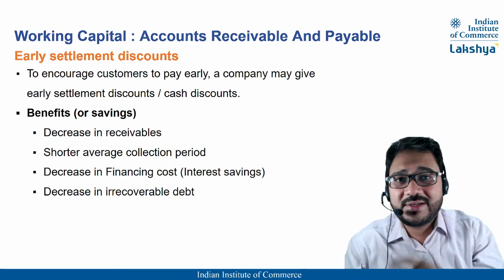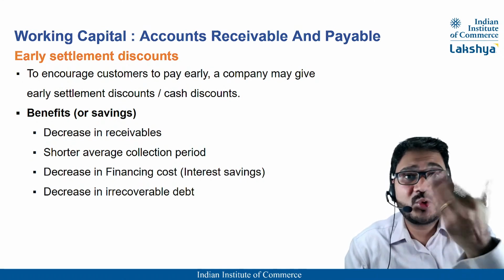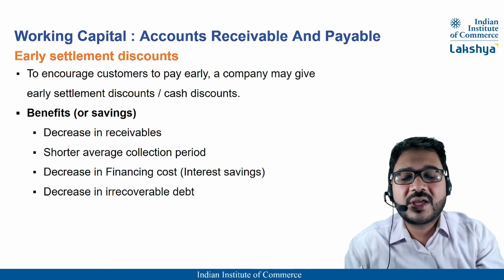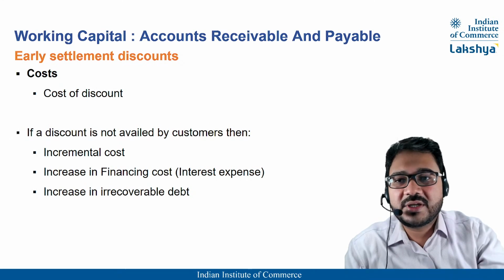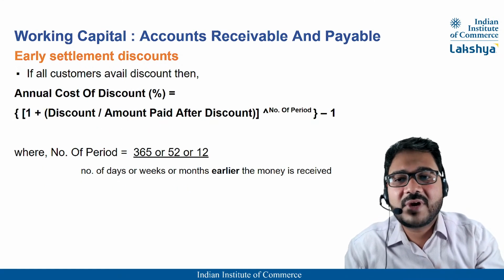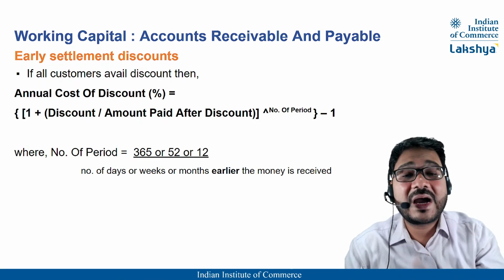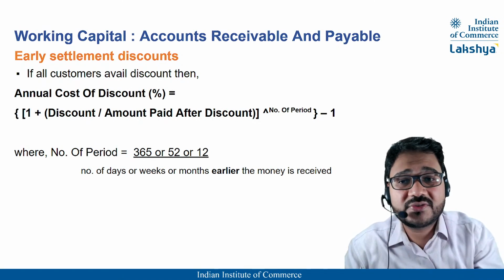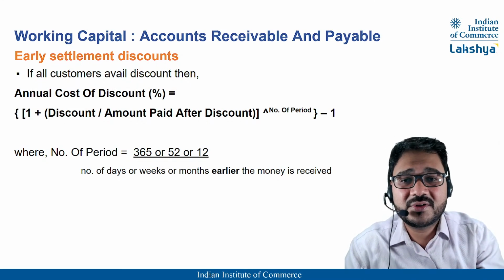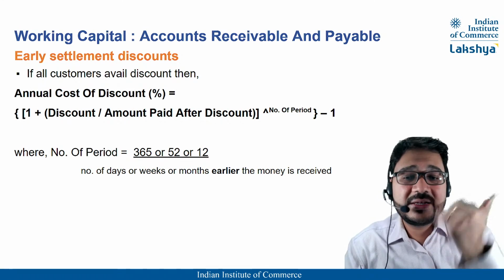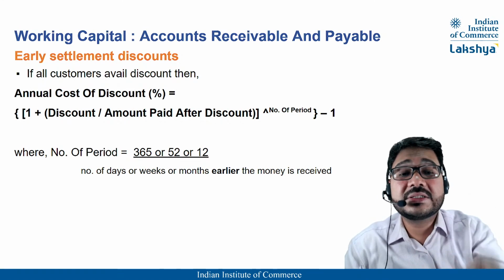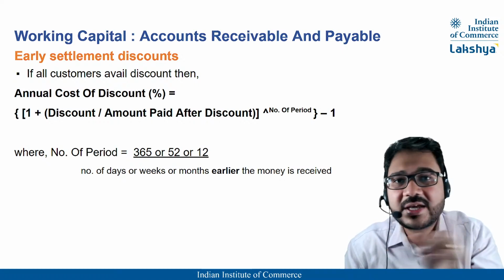So if you remember, in day one, we had seen one example question where overdraft rate was given and we were given information about discount, wherein we calculated the annual cost of the discount. So this is the formula: 1 plus the discount divided by amount paid after the discount. So say for example, if the discount is 5%, then it will be 5 divided by 95, raised to the number of periods. Now, what was that number of periods? You will take whatever 365 days or 52 weeks or 12 months divided by the number of days, weeks, months earlier the money is paid, not the entire credit period.